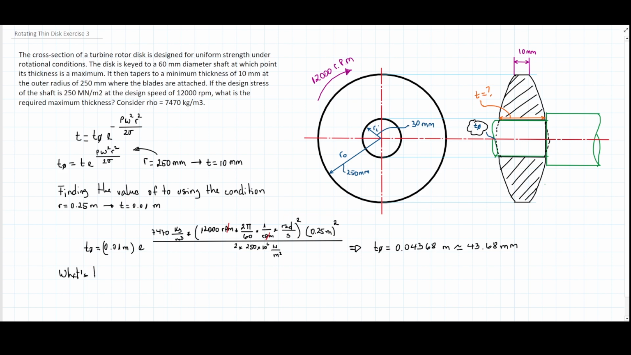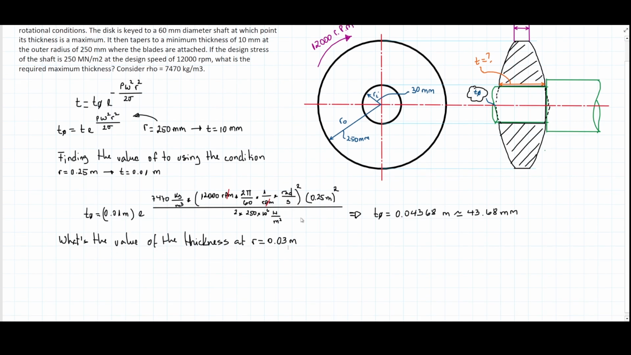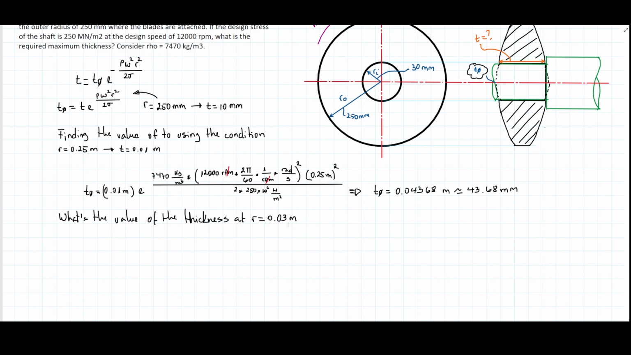Now, to find out, what's the value of the thickness at radius equal to 0.03 meters? What we need to do is substitute into our main equation here on the top, this one here. If we input all the values, because I have all the ingredients to apply this equation, it would give me the thickness that is being asked there. So let's do that.